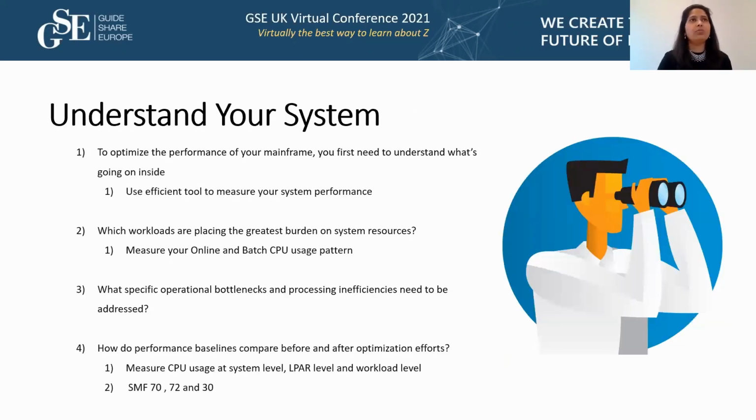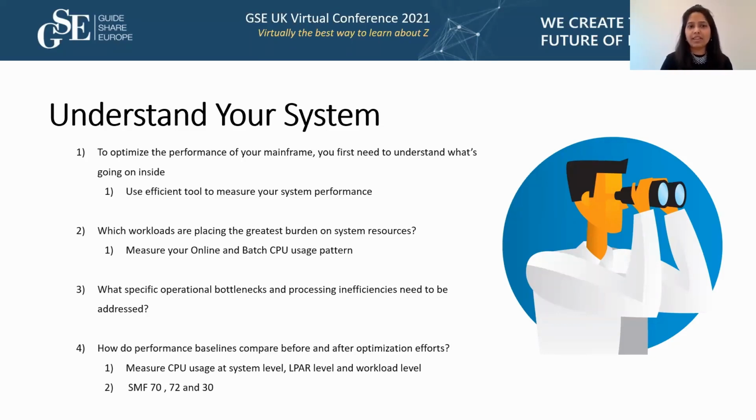First of all, if you want to do performance tuning for your system, you first need to understand your system, what's really going on, and which workload is taking high CPU. So to optimize the performance of your mainframe, you need to understand what's going on inside your system. For that, you have to use an efficient tool to measure your system performance.